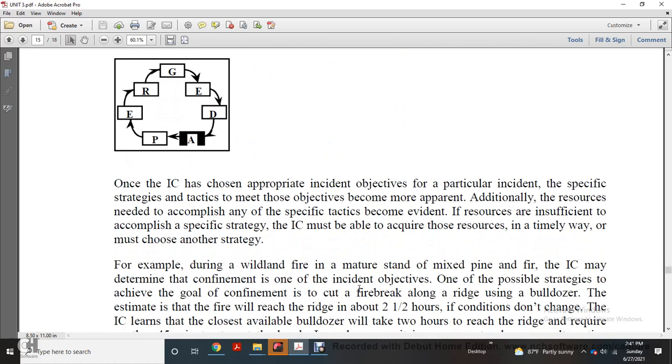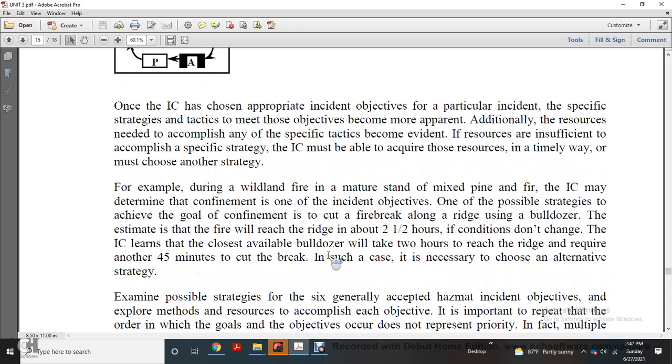Step 4: assess the options for reaching the incident objectives. Incident command chooses the appropriate strategy and tactics for the particular incident. An objective may depend on additional resources. If a specific tactic becomes evident with insufficient resources, incident command must be able to require the resources in a timely way, or must achieve the objective with another strategy.